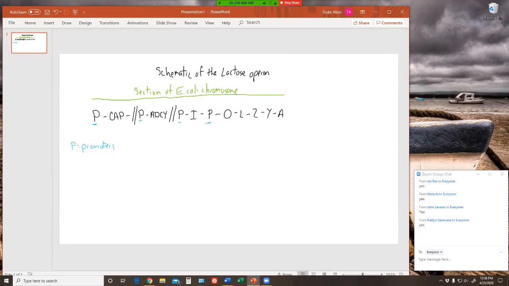So at this time, remember our definition of an operon from our last conversation. An operon is a group of genes that are all transcribed from the same promoter. An operon is a group of genes transcribed from the same promoter. So I have a question coming through the chat window. How many operons are drawn on the screen?